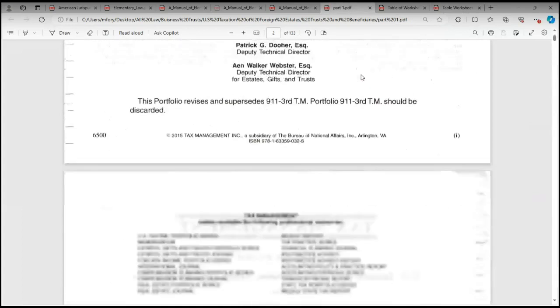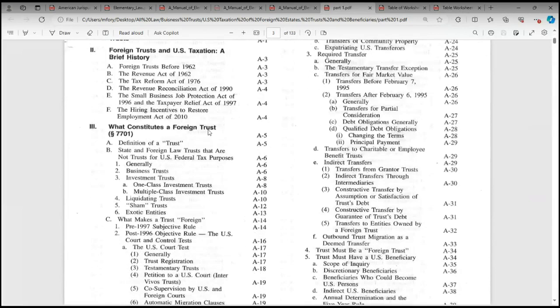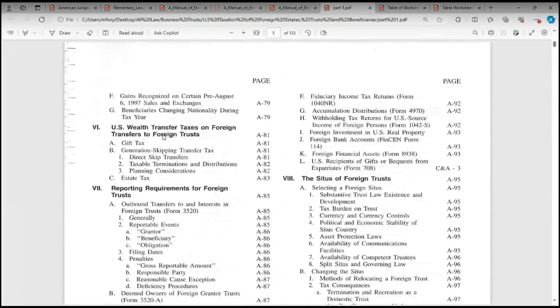This will be a very good book to read and understand, though. It has detailed analysis of foreign trusts and U.S. taxation, what constitutes a foreign trust, or even a foreign estate, right? That's all in here, too. So let me know if you guys are interested.